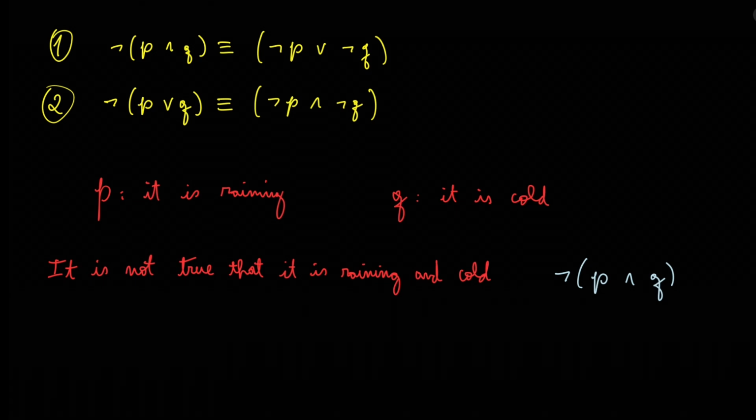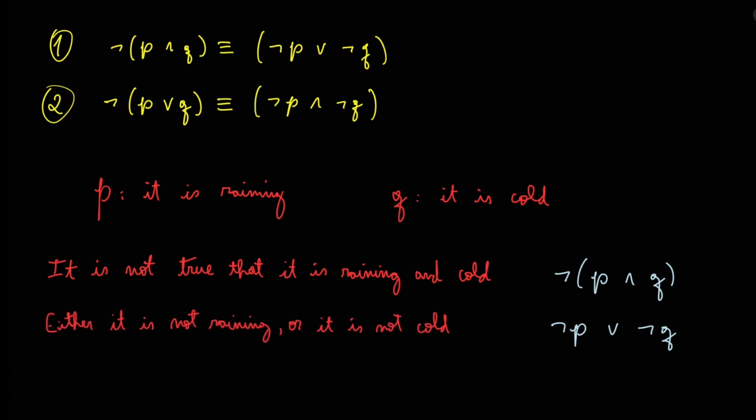Using De Morgan's law, we know that this is equivalent to not P or not Q, which we can write as either it is not raining or it is not cold. We're using or and we're negating both P and Q. And if you think about what we're saying in plain English, it makes sense, right? If it is not true that both these things are happening, either one or the other is not happening.